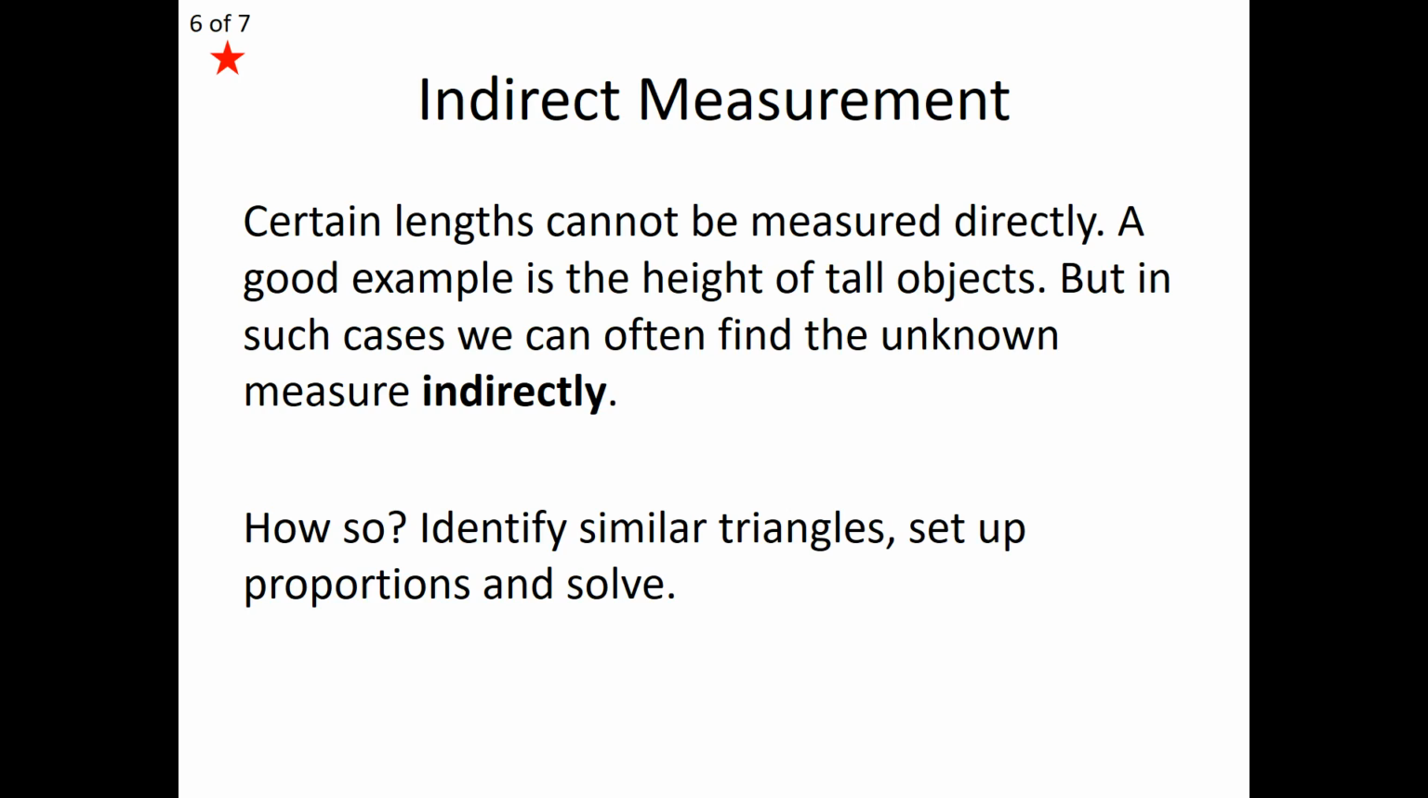And what we mean by indirect measurement is we're going to be using direct measures to help set up similarity, set up that proportion, to then use direct measurements and solve for an indirect measurement. Let's take a look at an example of how we could set up similar triangles and use some of those triangles to find the height of a really tall object.